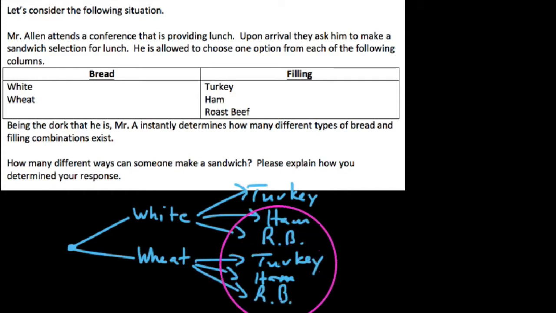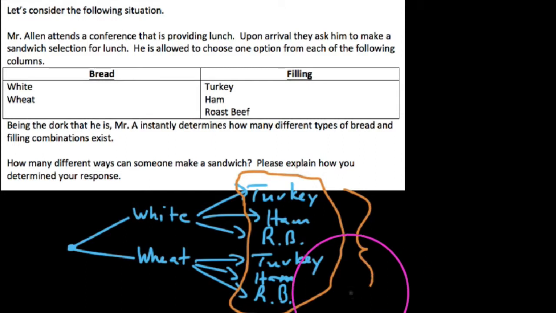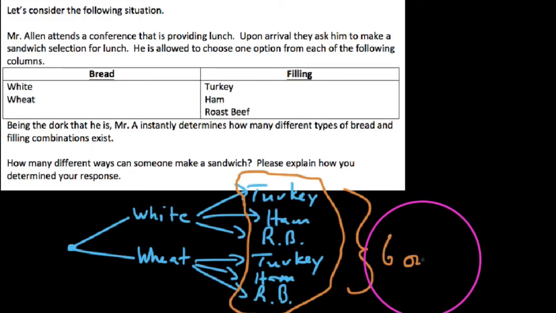So in terms of the total number of possible outcomes, graphically, this tree diagram would show us that we have 6 possible outcomes. These 6 possible outcomes would be white turkey, white ham, white roast beef, wheat turkey, wheat ham, or wheat roast beef. So we say 6 outcomes.